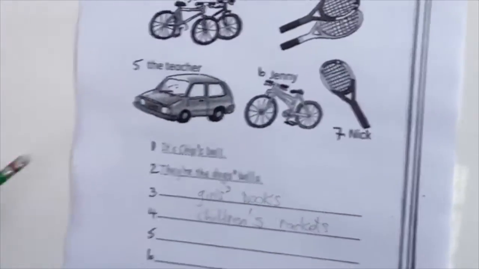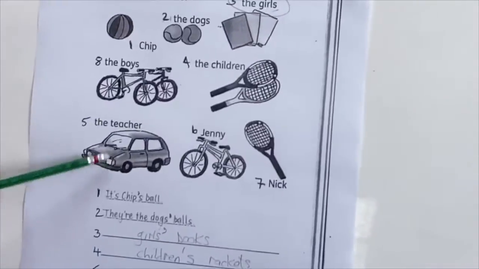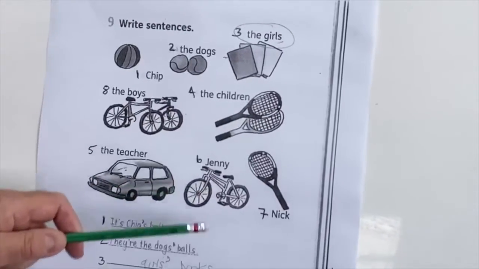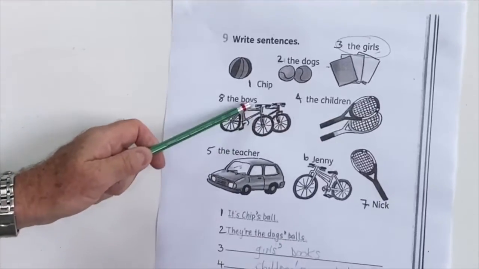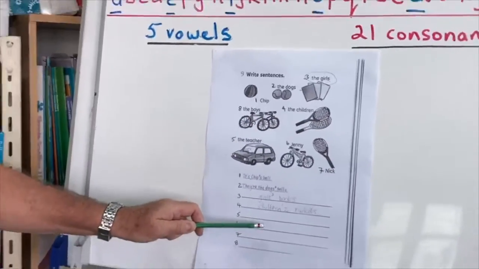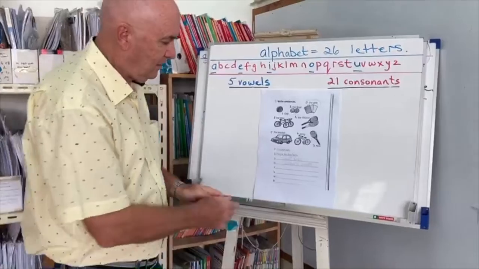Okay, what have we got left? Car of the teacher, bike of Jenny, racket of Nick, and the bicycles of the boys. See if you can finish that off.